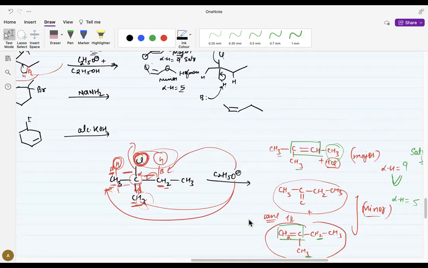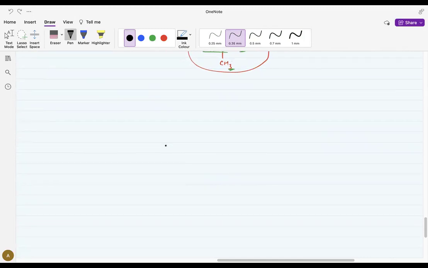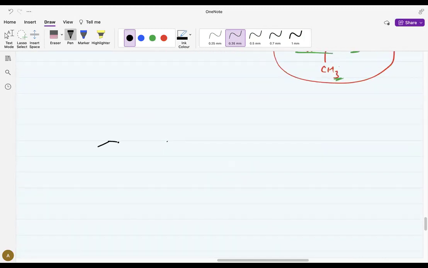नेक्स्ट क्वेश्चन करें. Let's say I have this alkene. This alkyl halide I have, and it is given NaNH2 in the reaction. Now you all know if it is given NaNH2 in the reaction, this is third question. If it is given NaNH2, you will always do elimination. E2 elimination करेंगे.